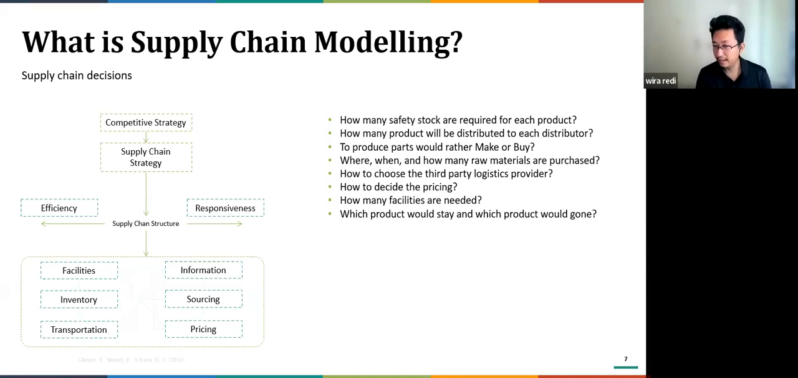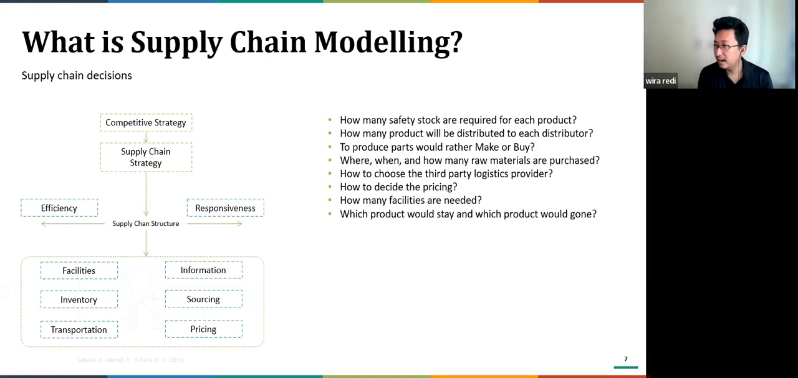However, if you want to go more responsive, responsive means every time the customer wants to order, you want to have it ready, right? So you need to have more stock being ready, right? So in that case, you need to increase the safety stock. But what is the optimal number of stock? That's when supply chain modeling comes into play, or supply chain analytics comes into play.